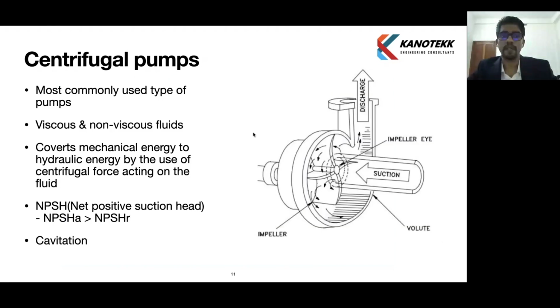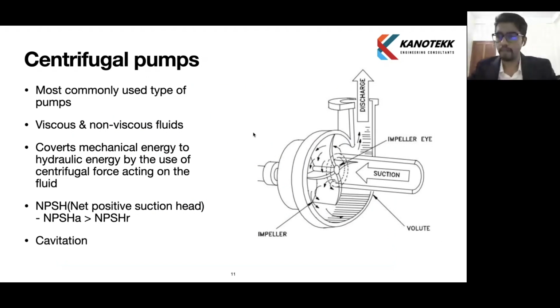Okay, speaking about the centrifugal pump, this is the most commonly used type of pump which we see in the industry. Any professional working in the marine sector, the process sector or the oil and gas sector will see centrifugal pump applications in a wide manner. We will see why it is so widely used, because it can handle both viscous and non-viscous fluid.